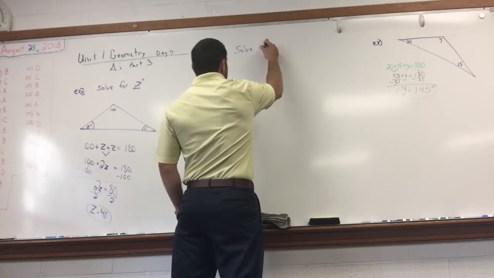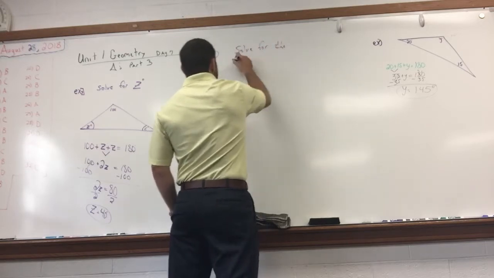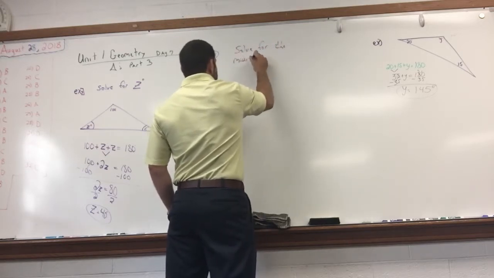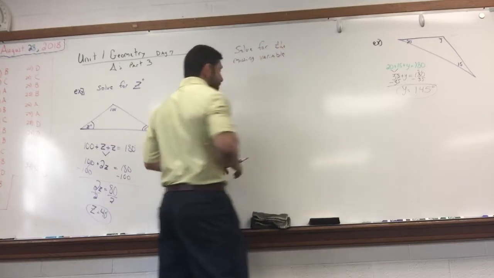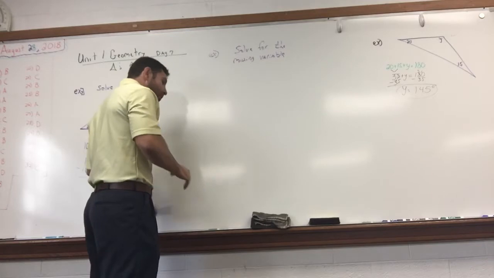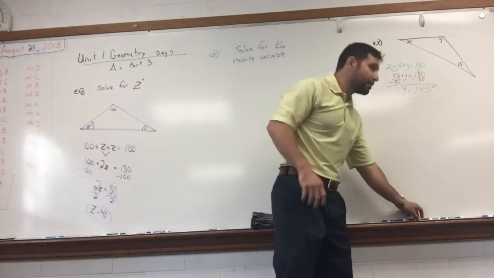Solve for the missing variable. Somebody slammed the door. They weren't happy. They must have known they weren't in my class. They must have been like, oh man, I'm not in Mr. H's class, and slammed the door.